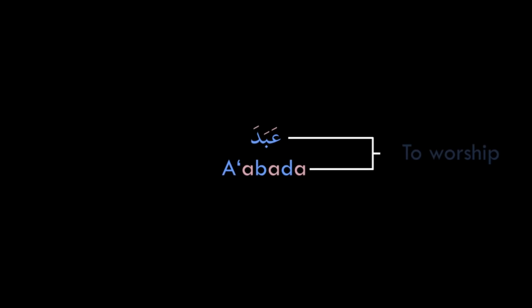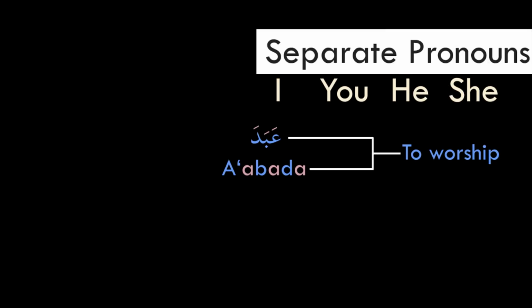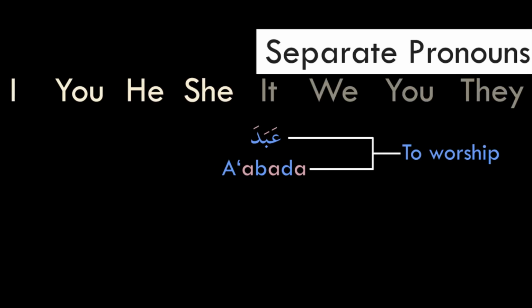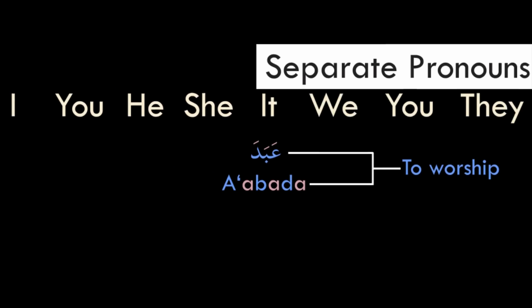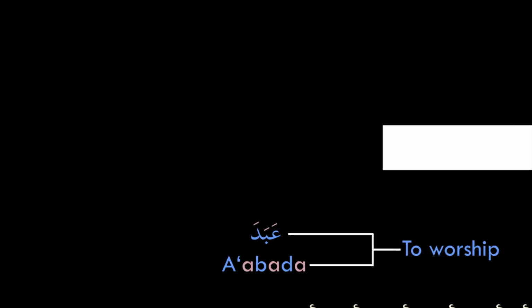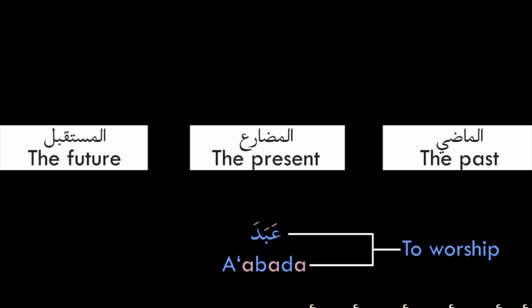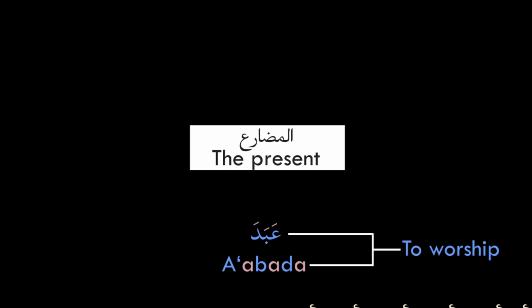Let's give examples. The verb عبد means to worship. If I want to conjugate it, I would need separate pronouns to play the role of the subject, like I, you, he, she, and so forth. In English, there are 8 separate pronouns that play this role, but in Arabic there are 12. Fortunately, in Arabic there exist only 3 tenses: the past, al-madi, the present, al-mudari', and the future, al-mustaqbal. And today we are concerned only with the present tense, al-mudari'.